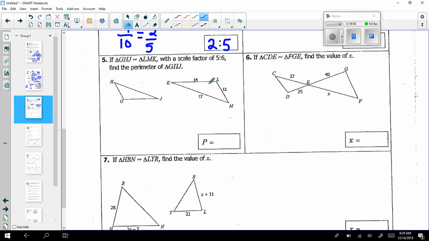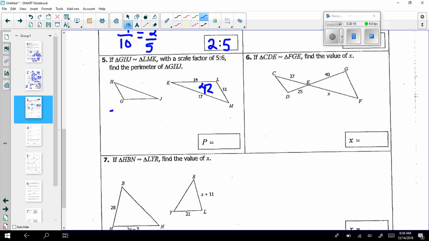Okay, so what is the scale factor? We're doing a perimeter problem again. So the scale factor is 5 to 6. So this is the smaller triangle. So let's find the perimeter of this one. We just add up the sides. So that's 14 plus 11 plus 17, and that's 42. And remember, that's the larger triangle.